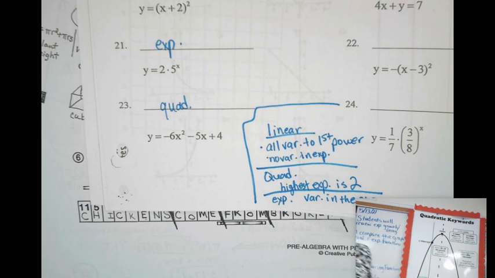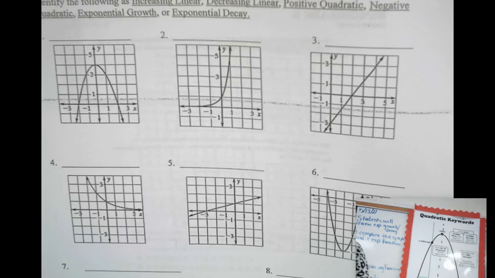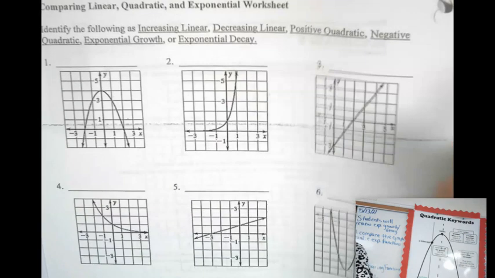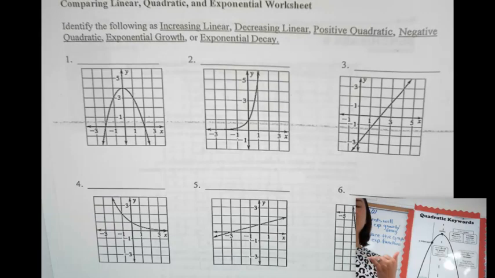Okay, now, here's where the directions really would have changed. Turn back to page 6, because the directions don't say what I told you to do. The directions say, identify the following as increasing linear, decreasing linear, positive quadratic, negative quadratic, exponential growth, or exponential decay. All I asked you to tell me was it linear, exponential, or quadratic.